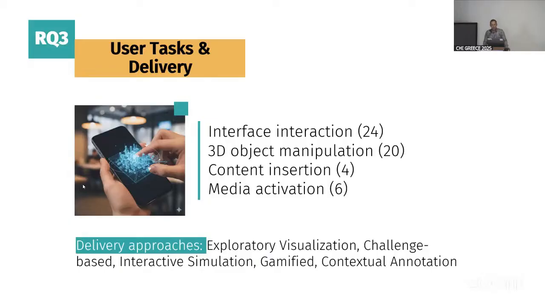Finally, on top of this, we saw 5 content delivery strategies. So how was the educational content actually delivered? The categories are: first, exploratory visualization, for example, exploring the solar system. Then interactive simulation, like changing parameters in a physics experiment. Then challenge-based learning, like quizzes or step-by-step problem solving. Then gamification, like treasure hunts or reward systems, and contextual annotation, like extra layers of information linked to real objects like museum exhibits. So most of the apps combined more than one strategy, showing that mobile augmented reality can be both exploratory and instructional.